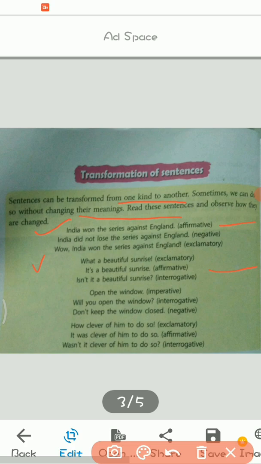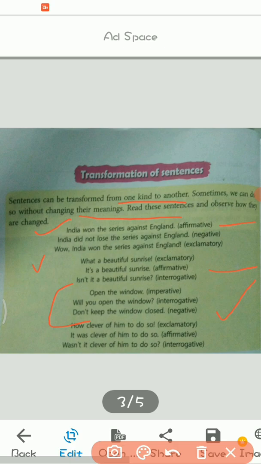And you can also take the example of the door, just as I was telling you along with the door: open the door, will you open the door, do not keep the door open, right? And in the same way you can do it with the window, like open the window, will you open the window, don't keep the window closed. Now see the next sentence.